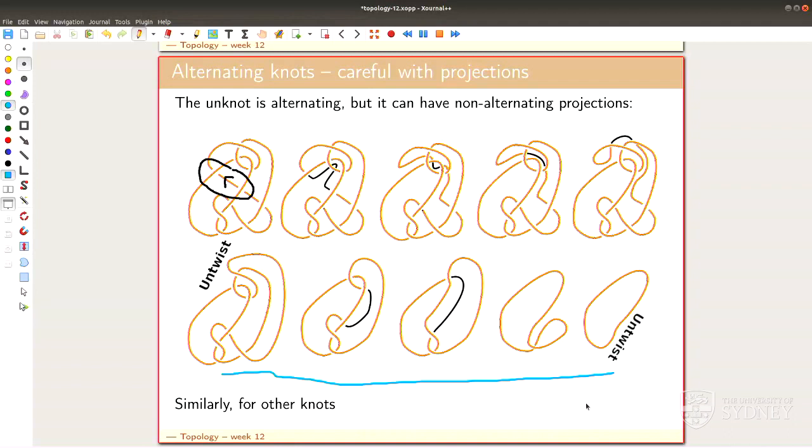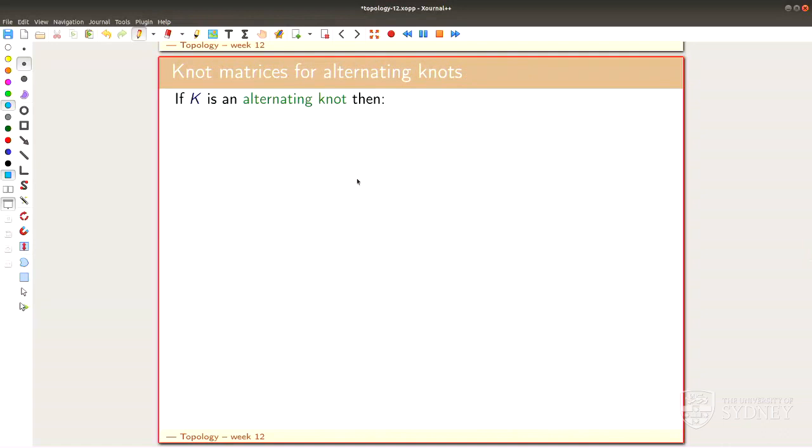Anyway, for an alternating knot, we can say quite a lot. So mostly I will ask about alternating knots eventually anyway, and then you can use all the invariants freely. For non-alternating knots, things get a little bit trickier. So always check first. It's a really easy check. Just walk around and see whether it goes under and over in an alternating way.